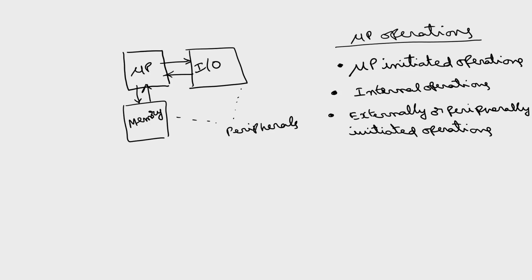Okay. So, these are the basic microprocessor operations. You take any general microprocessor, these are the only 3 operations performed by microprocessors. There are some microprocessor initiated operations, there are some internal operations, and there are some operations initiated by the external devices or the peripherals, which are memory and I/O. So, coming to the first one, microprocessor initiated operations.